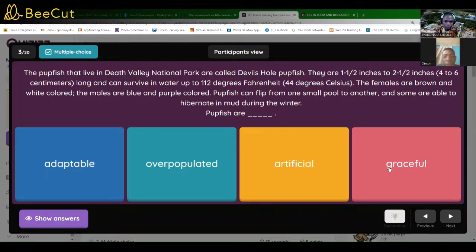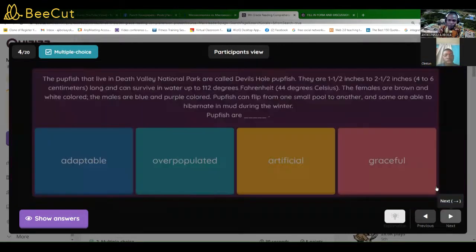Poor fish can flee from one small pool to another, and some are able to hibernate in mud during the winter. Poor fish are dash. Yes, pick your option. Adaptable. That's correct, because they can adapt in all those situations, such as 112 degrees Fahrenheit, and also to hibernate in mud during the winter. Yes. So, the next question.